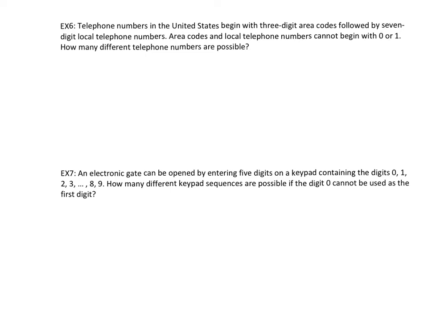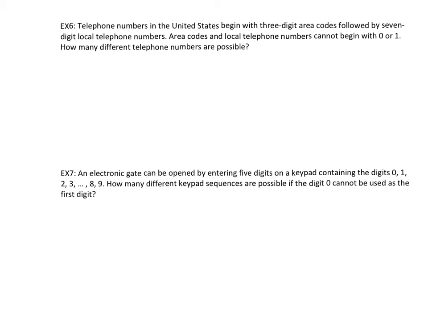Example 6. Let's say you are looking at telephone numbers in the United States. So remember, telephone numbers in the United States begin with a 3-digit area code followed by 7-digit local telephone numbers. Area codes and local telephone numbers cannot begin with the numbers 0 or 1. So how many different telephone numbers are possible?